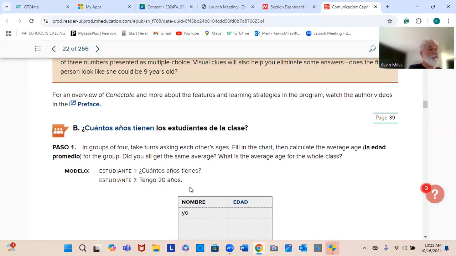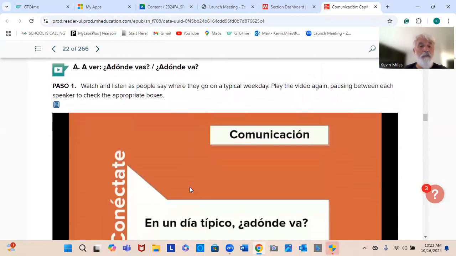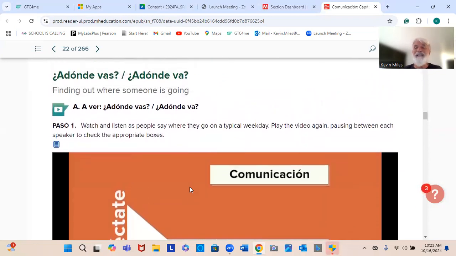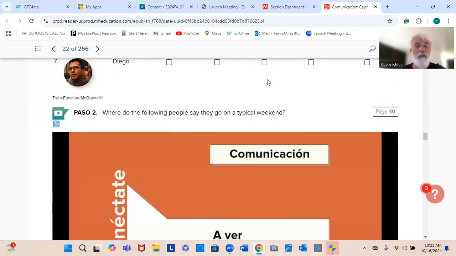Let's see here. The next one. They want us to work with the verb ir. Ir is the verb to go. A dónde is the question word. It means where. ¿A dónde vas? Where are you going? That's the tú form. ¿A dónde va? is the usted form. Where are you going? Real quickly, and they do some exercises.